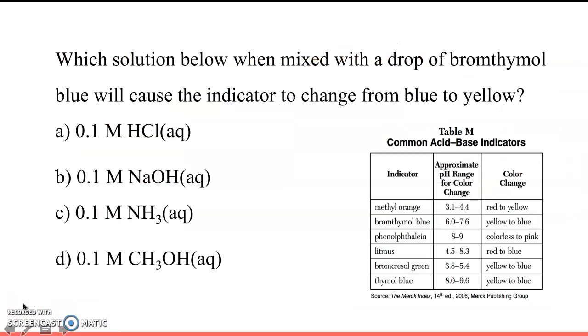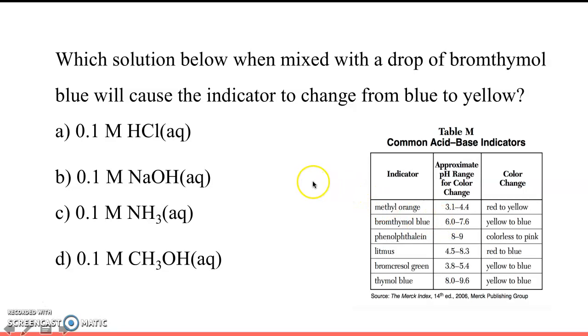Here's a practice Regents question. Which solution below, when mixed with a drop of bromthymol blue, will cause the indicator to change from blue to yellow? So I'm going to immediately go to table M before I even look at our options. Find bromthymol blue. And this indicator changes from blue to yellow. So if we're going from blue to yellow, we're going from a pH of approximately 7.6 to 6 or lower.